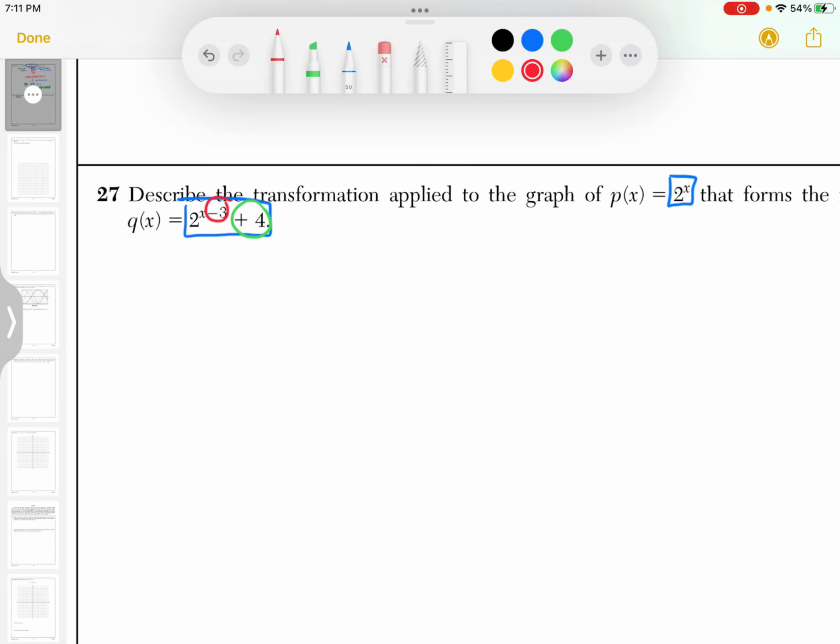So the 2 to the x is the part that I'm focused on because that was the OG function up here. 2 to the x is that. The only 2 things that happened to it were the minus 3 and the plus 4. So there are no reflections here because there's no negatives. When you're adding and subtracting, those are shifts. So this is going to be a shift and this is going to be a shift. Now I need to figure out which direction these are shifting.